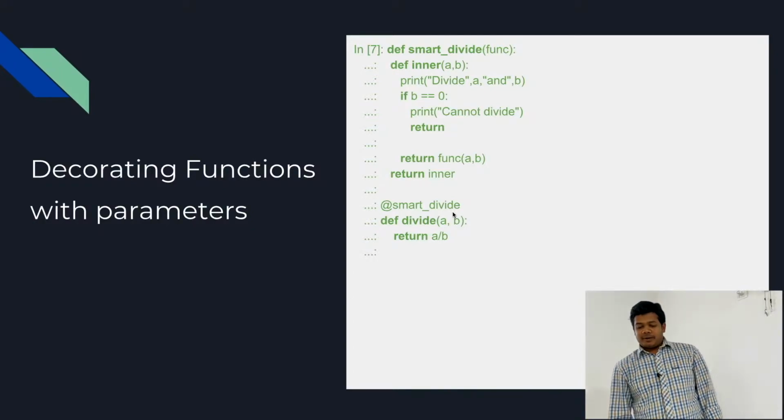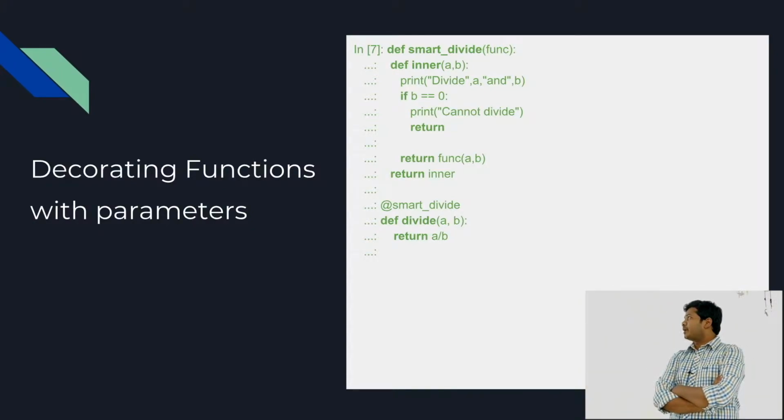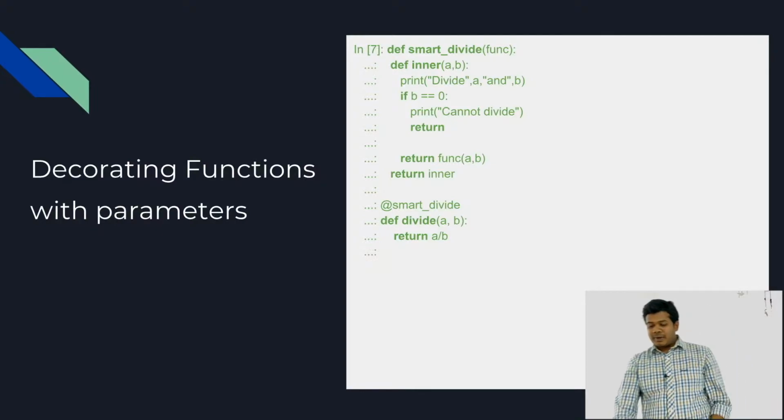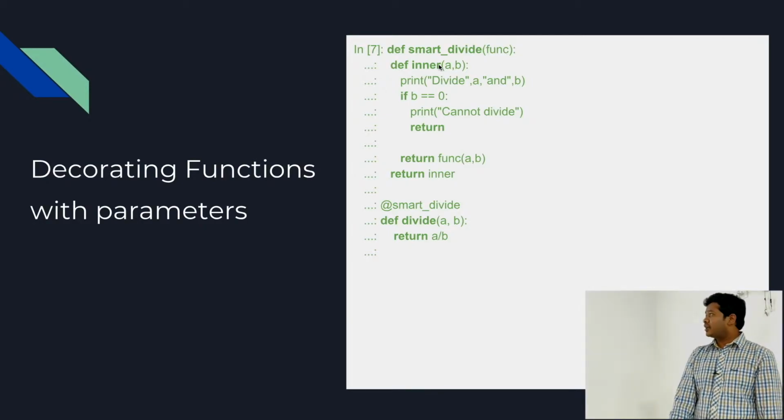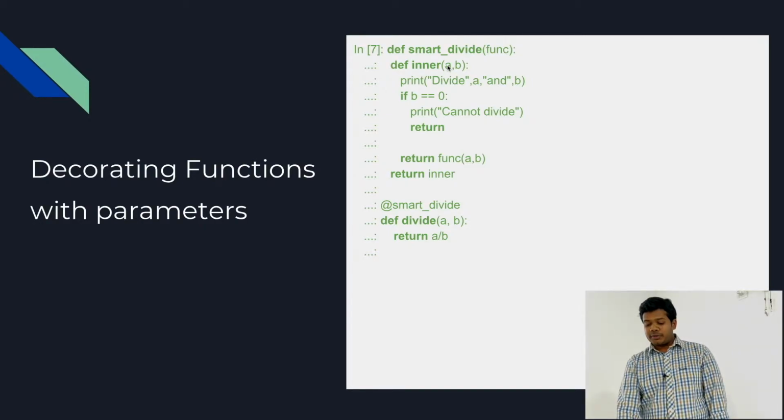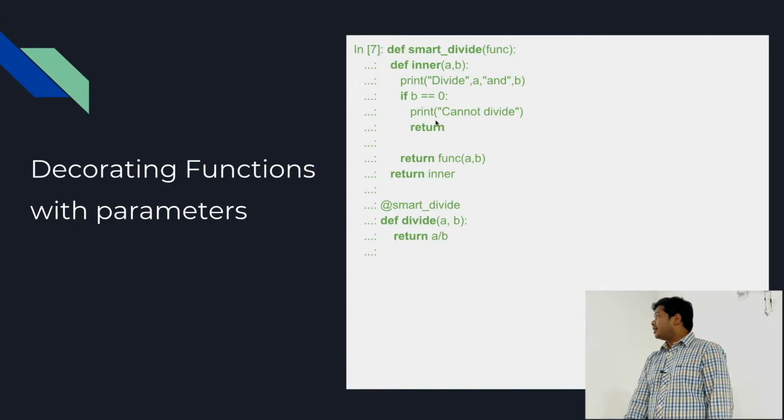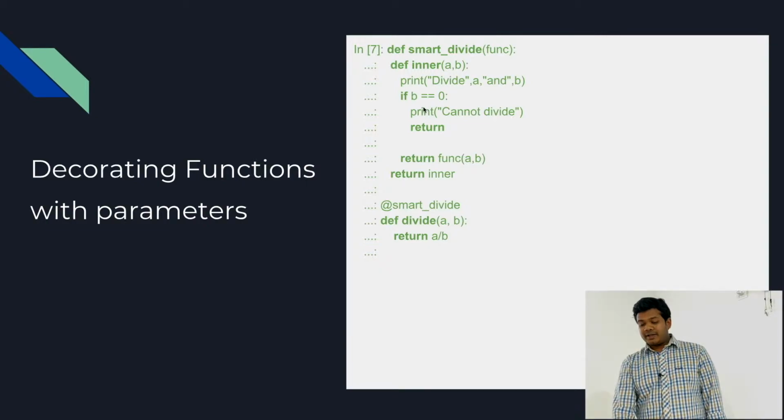And we can decorate functions with parameters. If you see, smart divide is a decorator which has a function inner inside the function, and it takes two arguments. When you apply this decorator to divide(a, b), they are passed as arguments to inner, and the function execution itself is dependent on how the values are passed. If b equals 0, it doesn't return any function. If it is not 0, it returns the base function itself, divide.